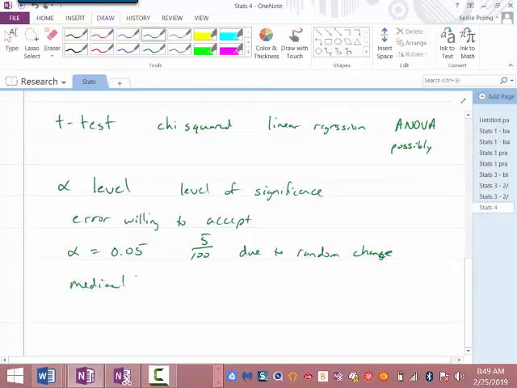Any sort of medical testing, like to test a new medication, would use an alpha level of 0.001, which would be 1 out of how many? 1,000. Okay? Much more stringent conditions because of what they're testing.